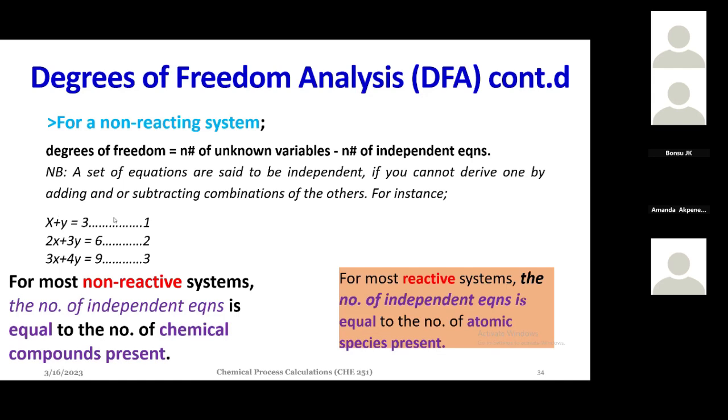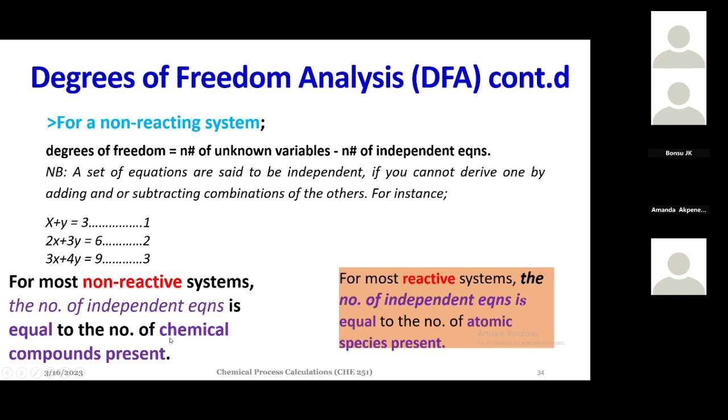Now let's come back to our material balance. For most non-reactive systems, the number of independent equations is equal to the number of chemical compounds present. Please take note of this particular information. For most non-reactive systems, the number of independent equations is equal to the number of chemical compounds present.